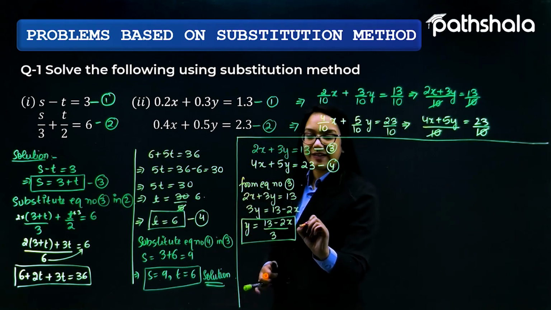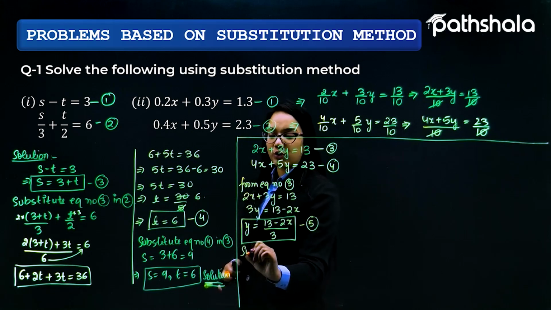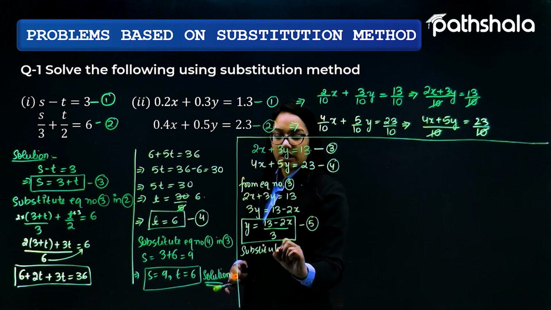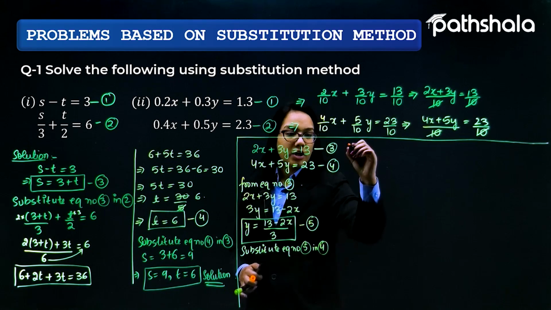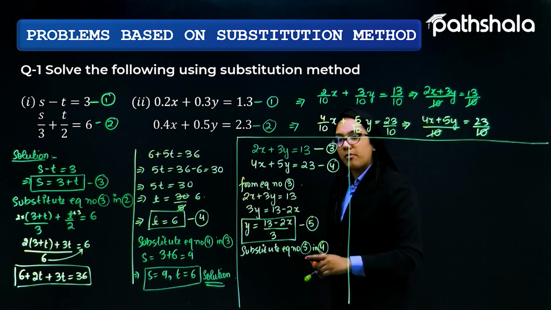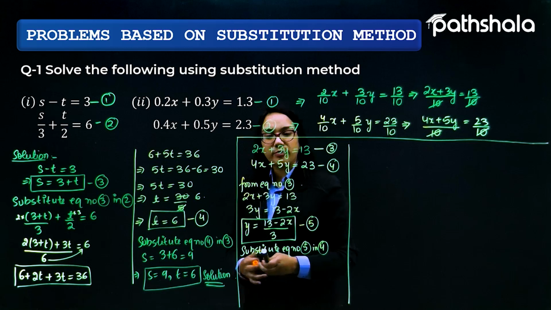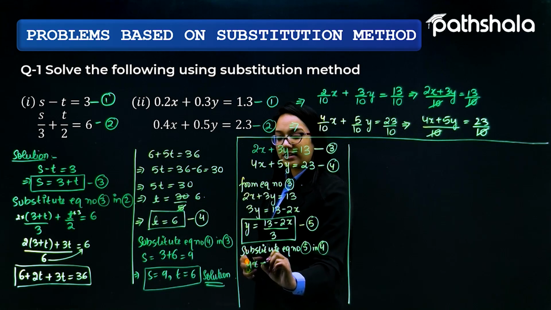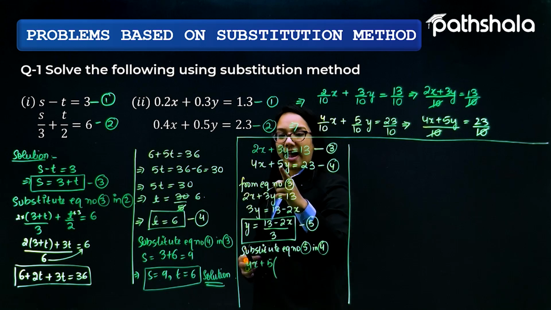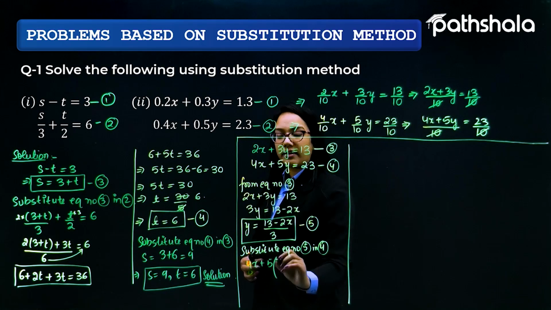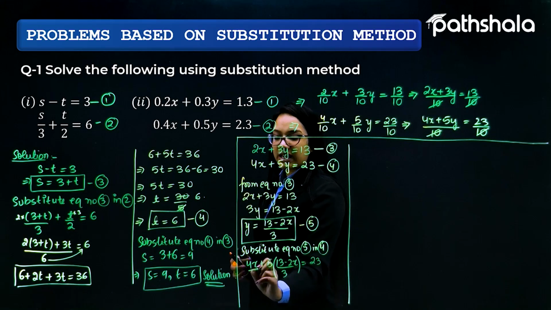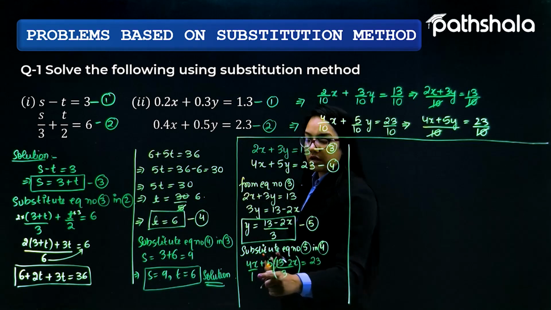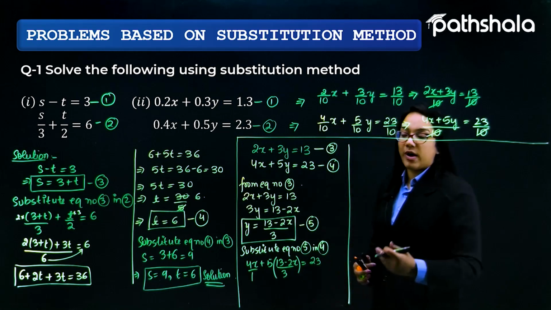So I have taken the value of y over here. Let us call it equation number 5. Now let's substitute equation number 5 in equation number 4th. As we can see, we have 4x plus 5y. So 4x will remain as it is, plus 5y, and in place of this y, we write 13 minus 2x divided by 3, which is equal to 23. Now let's take the LCM, and we have to express it as a linear equation in one variable only.